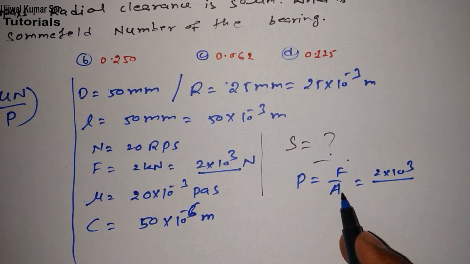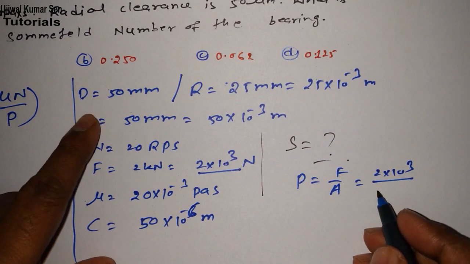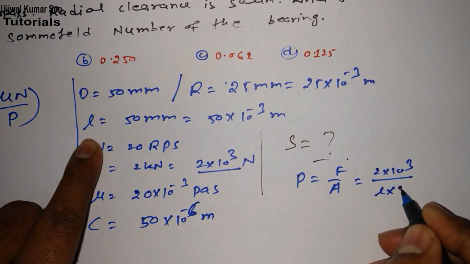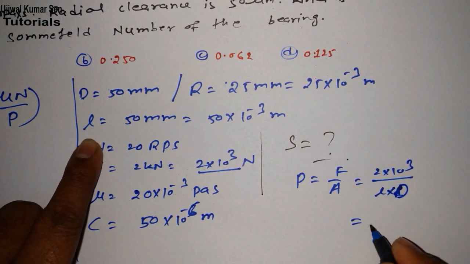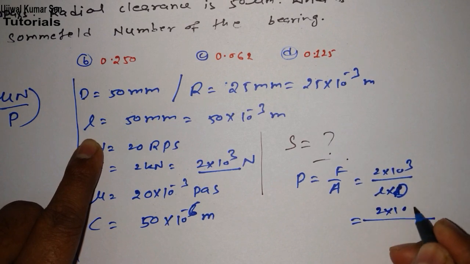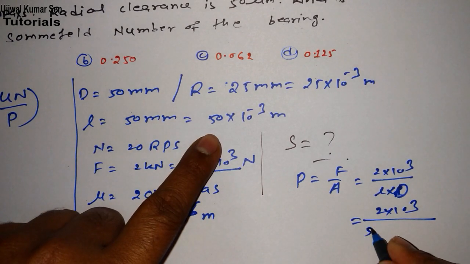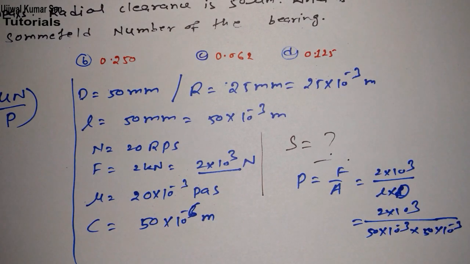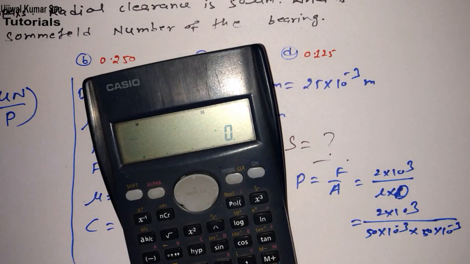Now this is A. A means area. So area would be length into diameter. That means L multiple D. So capital D here. So 2 multiple 10 to the power 3. L is 50 multiple 10 to the power minus 3. D is 50 multiple 10 to the power minus 3. Again I am converting both the terms into SI unit system, from mm, so we have to convert that into SI unit system.